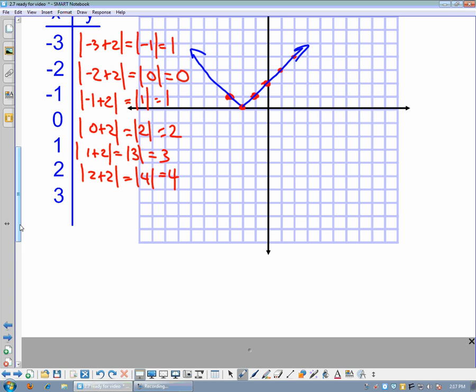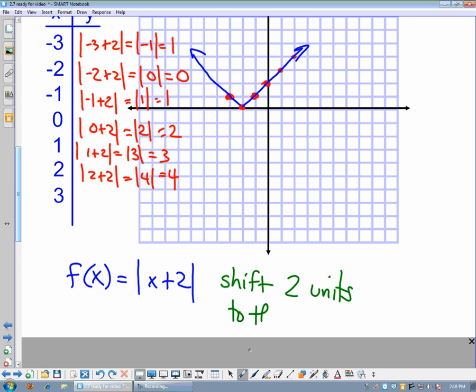All right, so just so you notice that, this was f of x equals the absolute value of x plus 2. And what did we notice about this? This was a shift 2 units to the left. And that may not have been what you were expecting, because if we see a plus 2, we're probably thinking it's going to shift to the right, but instead it gave us a shift to the left. So the absolute value of x plus 2 gives us a shift 2 units to the left.